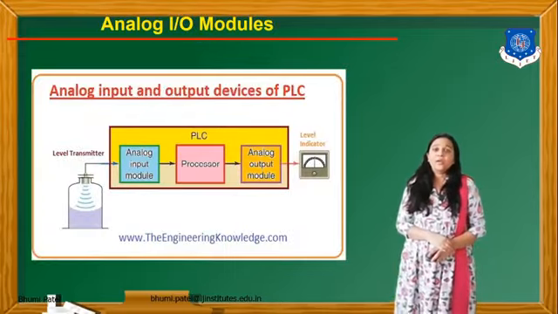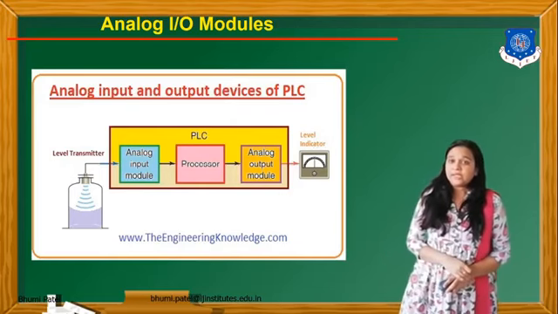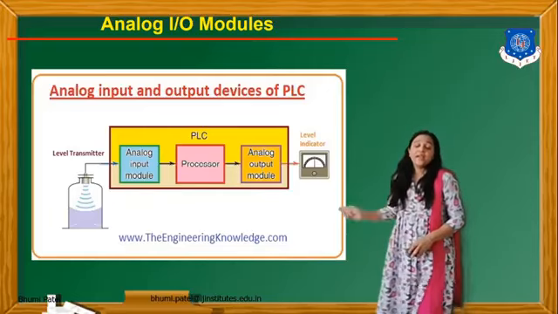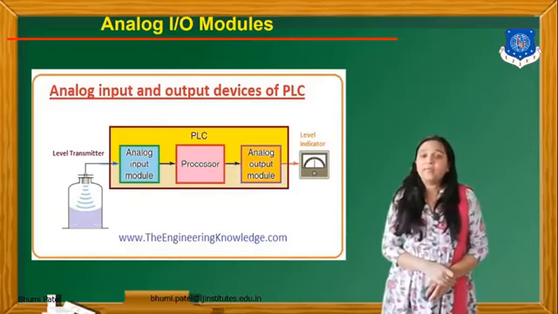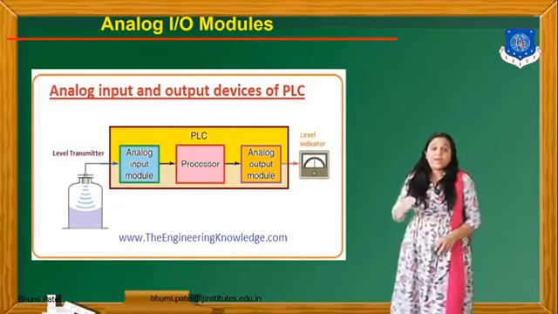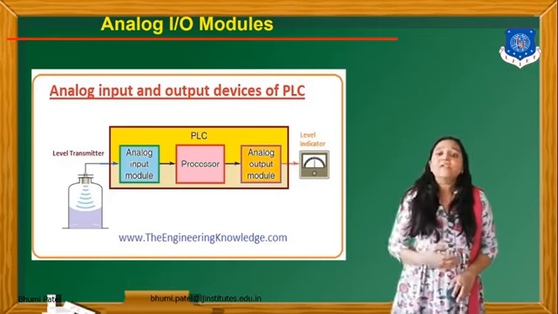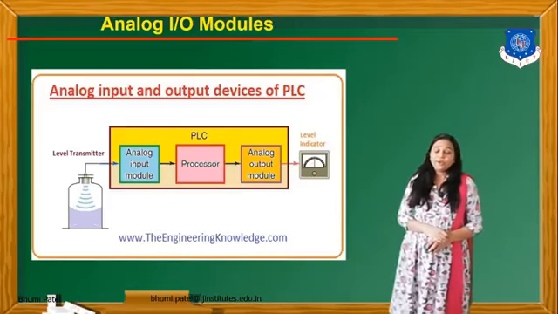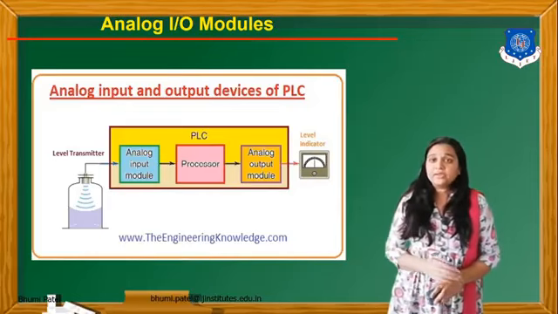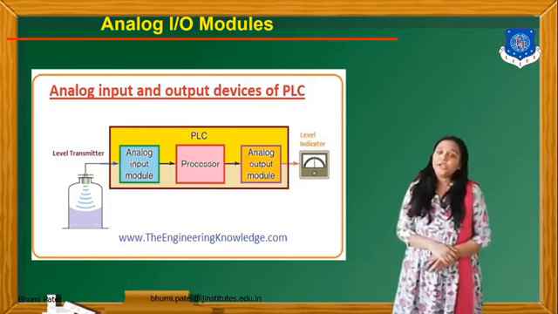Okay, so what type of analog input and output module is used in the PLC? Here a simple example is given. In the input, we connect the level transmitter. So our input device is the level transmitter. Whatever input is given to the analog input module, as we discussed earlier, the input module has a number of devices connected, like 6, 8, 16. So the output of the level transmitter goes to the analog input module.